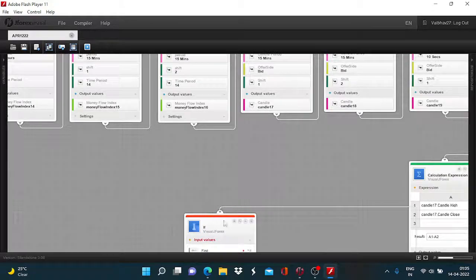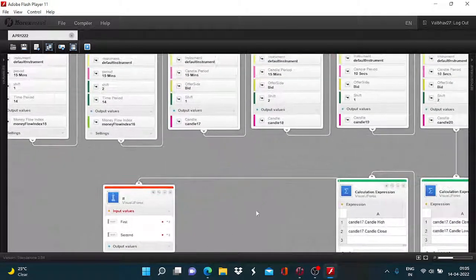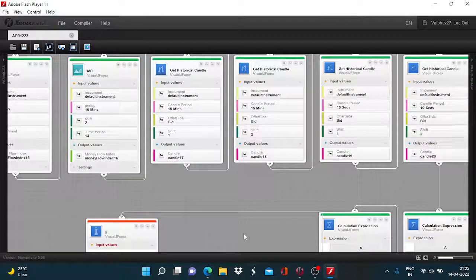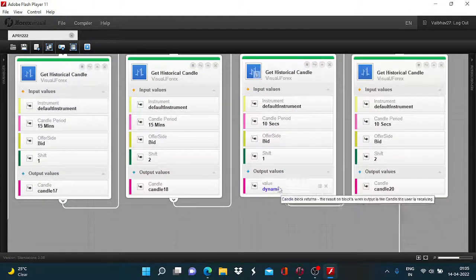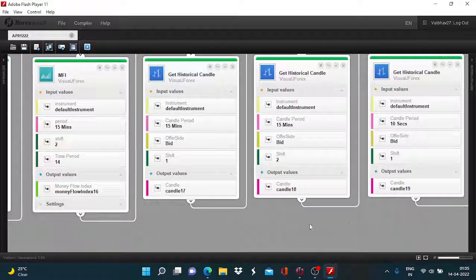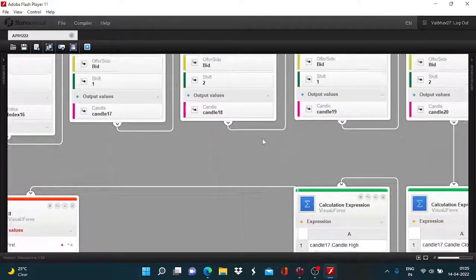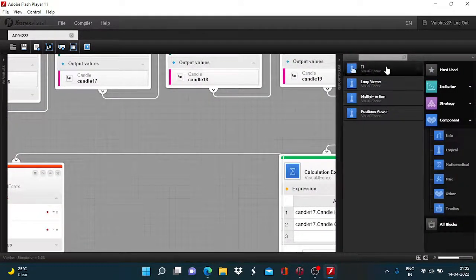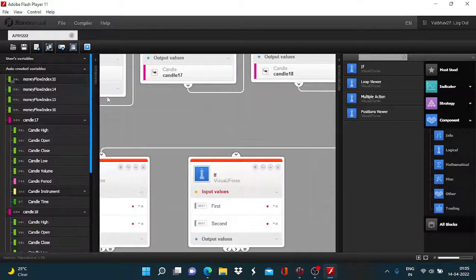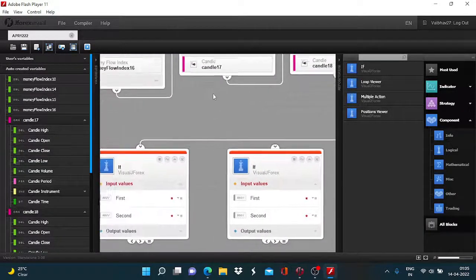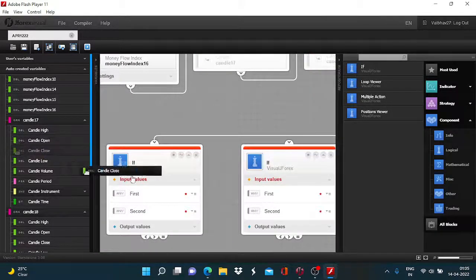coming to the exact entry point, which is going to be when the price starts to rise above the closing level of last 15-minute candle. So we have to compare the closing levels of candle 19 and candle 20 with the closing value of candle 17. So I'm going to need 2 more if blocks, and here the close will be common input.